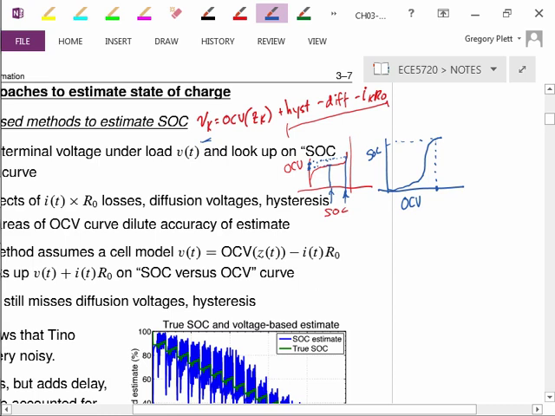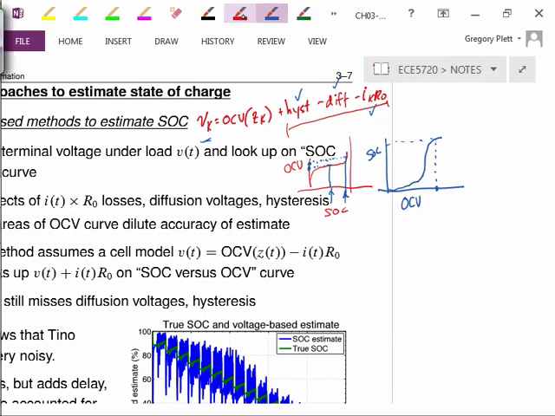Why doesn't it work? Well, we're ignoring hysteresis. We're ignoring the diffusion voltages. We're ignoring the I times R term. So there's a lot of uncertainty in this relationship, which amounts to noise of one sort or another. Maybe not purely random noise even, but some disturbance, some noise that we're not taking into account when we do this estimate.